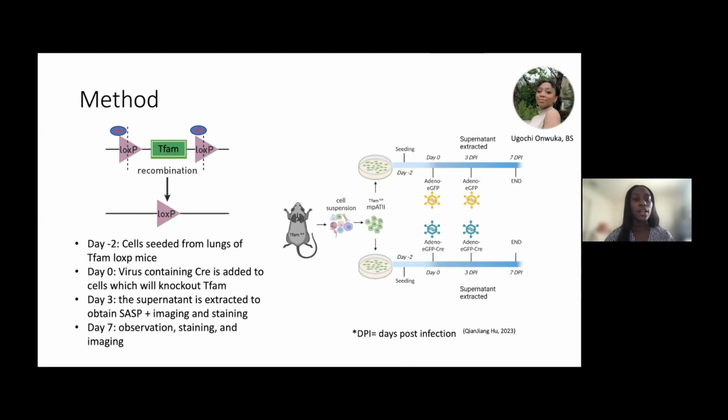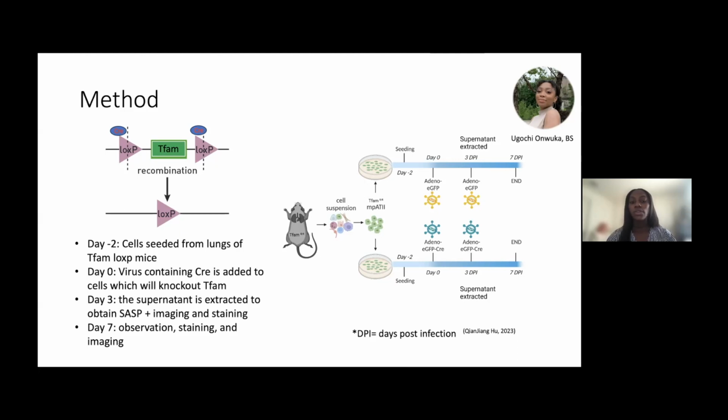And our method of getting rid of TFAM is through this gene sequence we have right here. We have LOXP, TFAM, and LOXP. So when we inject a virus that contains CRE, the CRE recombinase will bind with LOXP, and when it binds, it will delete TFAM and combine to just LOXP.